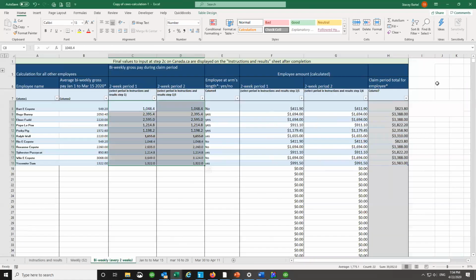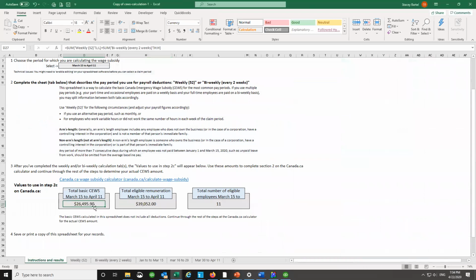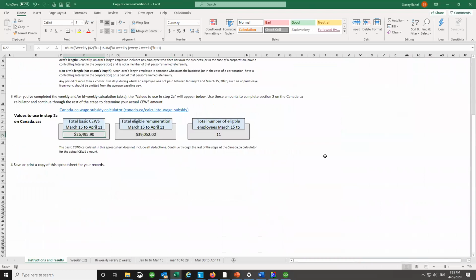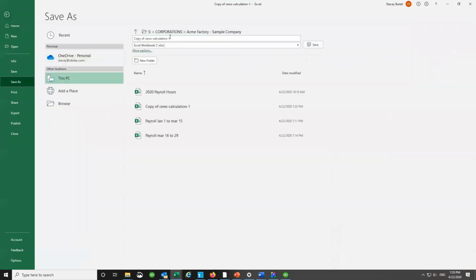Now we're going to take a look at the compensation. If we take a look here, this is our total claim, $26,495.90. Okay, Bob's your uncle. We're done. We're good. Now what we're going to do is save this. We're going to go File, Save As. We're going to call this April 11th CEWS claim with supporting documentation. Okay, so now we're audit proof.